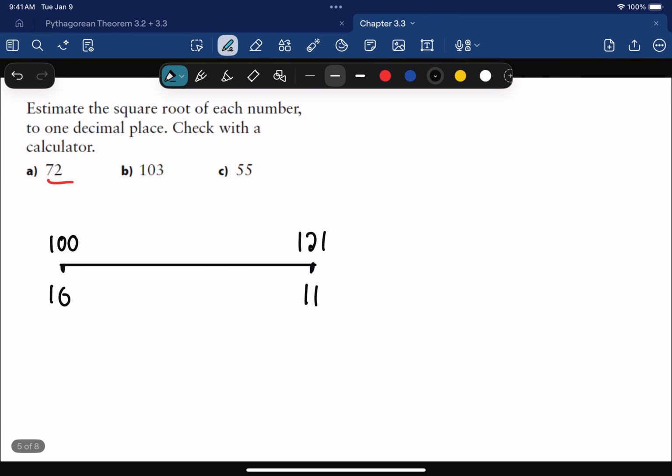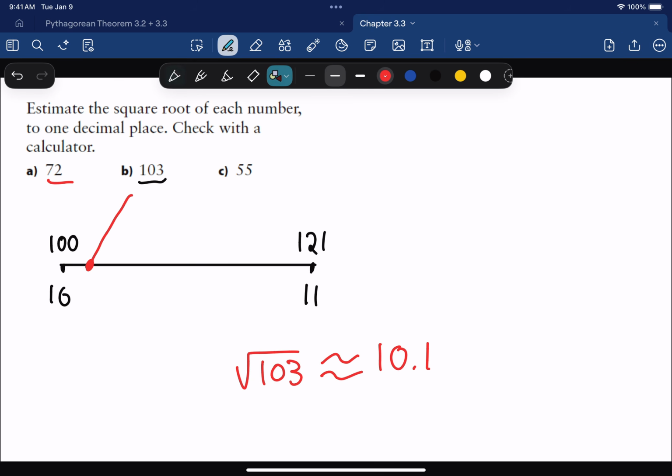So 103 would fall quite close to 100 because it's only a little bit above that, and it's pretty far away from 121. So our estimate for 103 will be maybe 10.1. How about that? 10.1. Okay, and let's estimate 55 now at the same time.